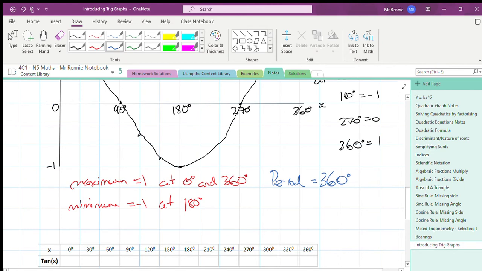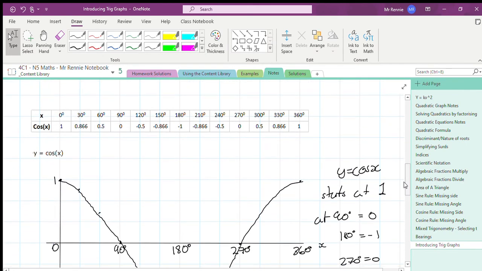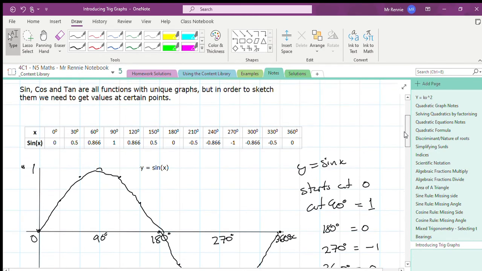So those are the sine and cos graphs, folks. Please make sure you spend time pausing the video and writing these down to make sure that you have got these values and that you have got graphs very similar to mine, so that you can understand what both look like.